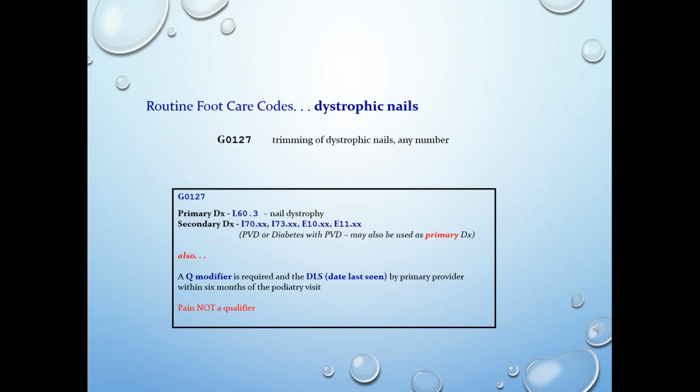G0127, trimming of dystrophic nails, any amount. So you'll see that PVD, diabetes, again, may also be used as a primary diagnosis. And the Q modifier, along with the date last seen by the primary provider, also needs to be within 6 months of the date of this service.